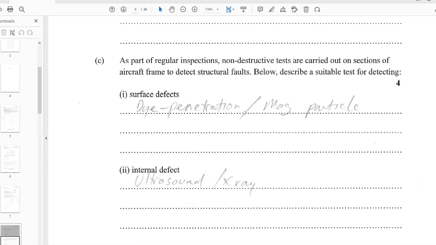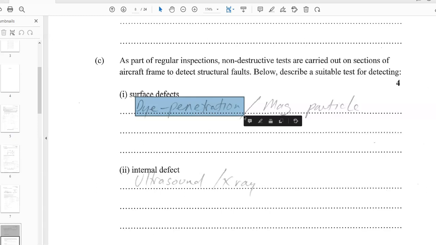Okay. So, as part of regular inspections, non-destructive tests are carried out on sections of aircraft frames. Sorry, I generally don't like to read out the whole thing. Okay, we want a surface test and an internal defect test. The 2 main tests I'm looking for, dye penetration and magnetic particle test. If you write dye penetration, what we do is we add a dye and then we do something to make the dye more visible. So if you said you use a catalyst, or the best word is if I say the word foam, boom, I'm giving that person a second tick. That's what I'm looking for.